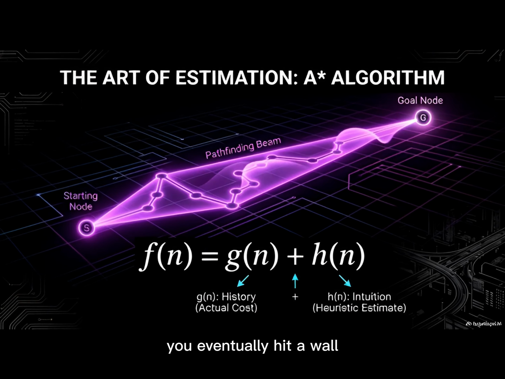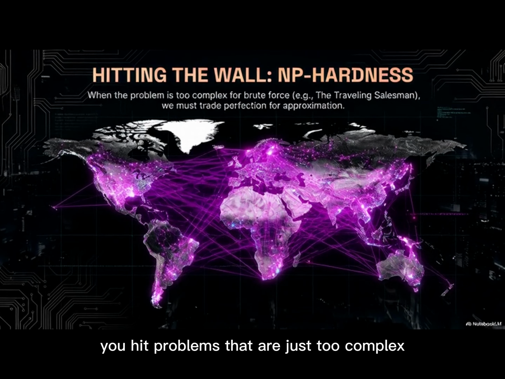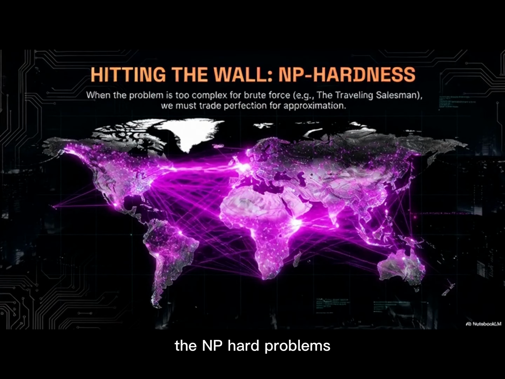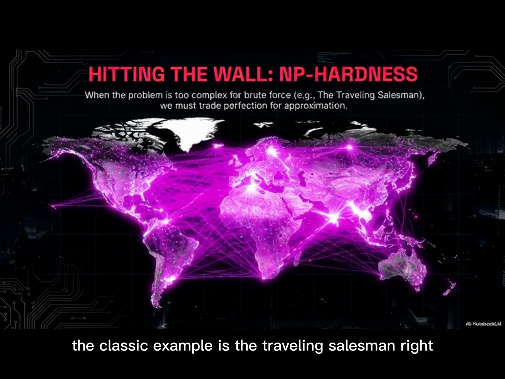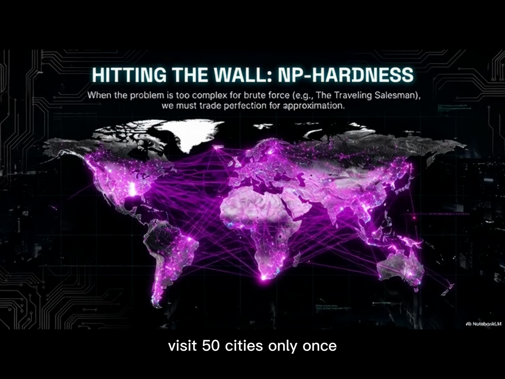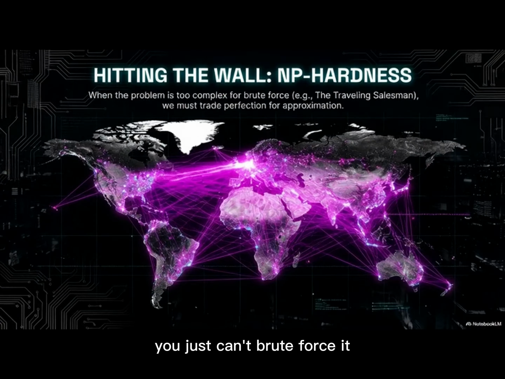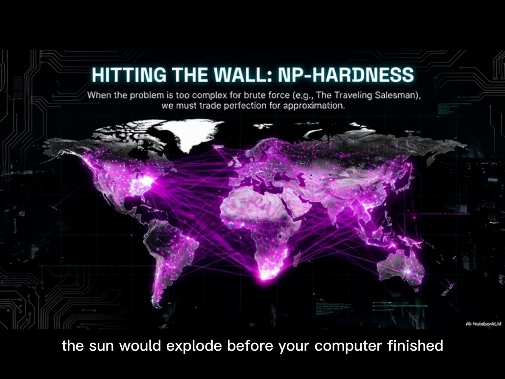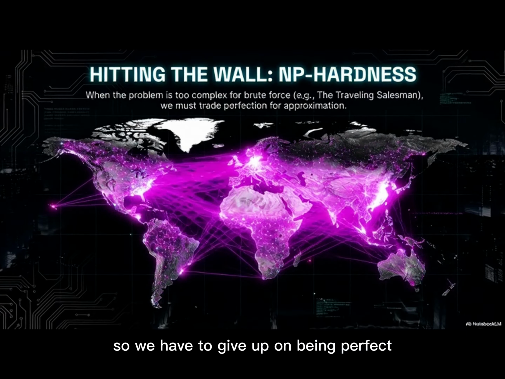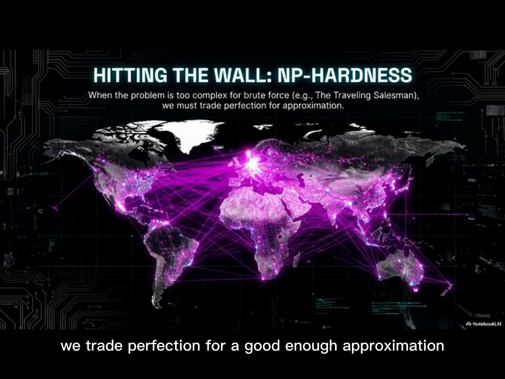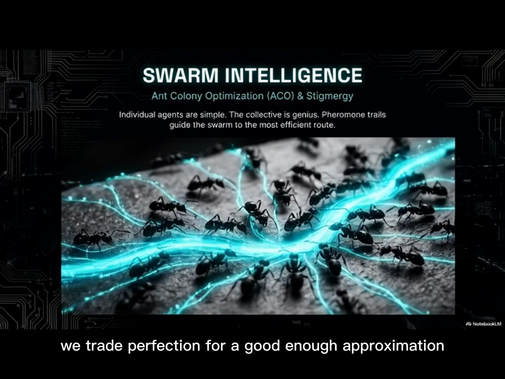Oh yeah. You eventually hit a wall, you hit problems that are just too complex. The NP-hard problems. The classic example is the traveling salesman. Right. Visit 50 cities only once, find the shortest route. The number of possibilities is so huge you just can't brute force it. The sun would explode before your computer finished. So we have to give up on being perfect. We trade perfection for a good enough approximation.